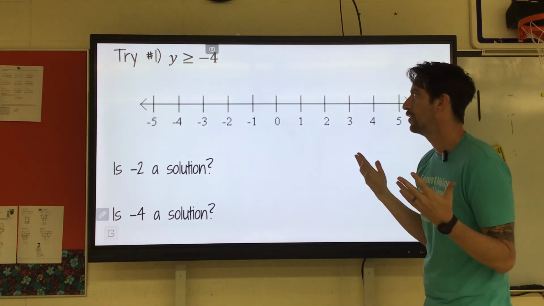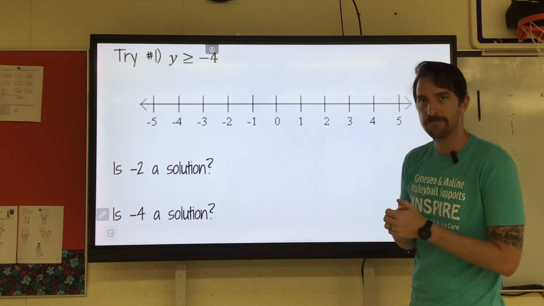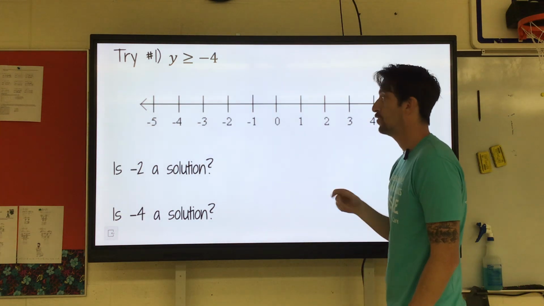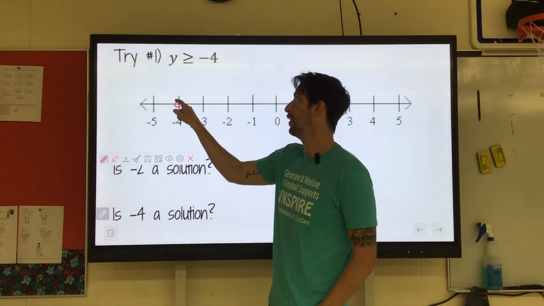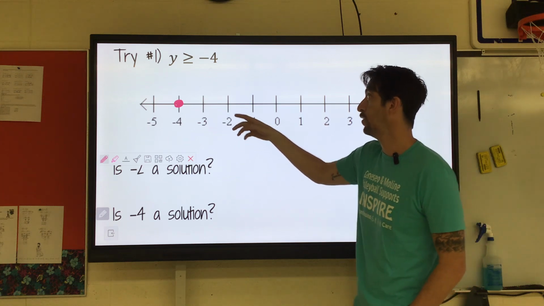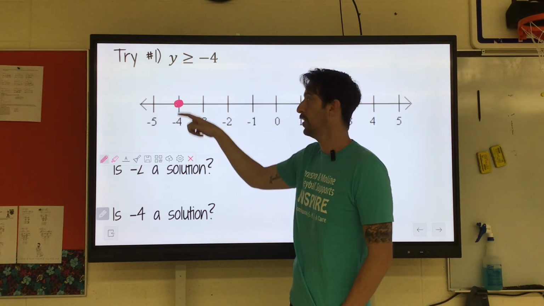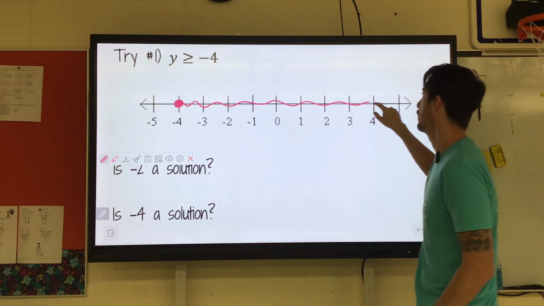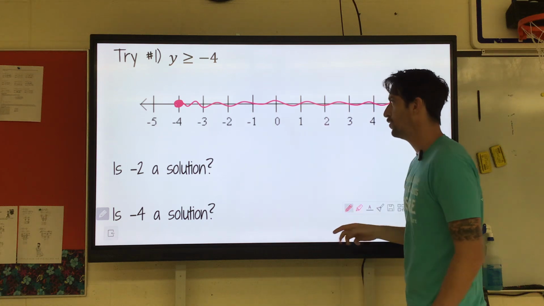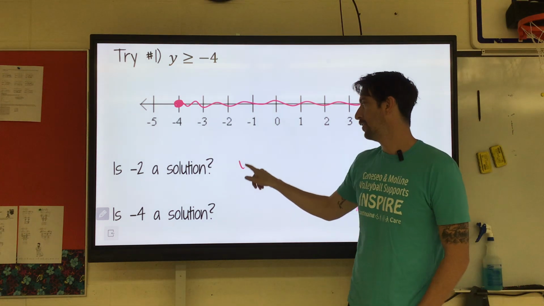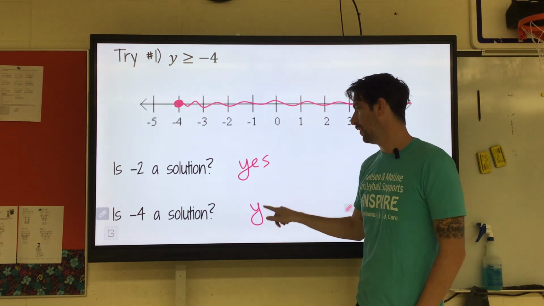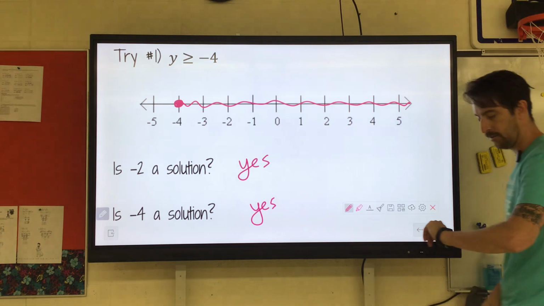Try this one out. See if you can graph this one. I'm going to graph it right now. It's got the or equal to's, so I know that's going to be a filled in dot, closed dot. All the numbers greater than -4, so follow the arrow. It's pointing right, so we would shade to the right. This shows all of our solutions. So is -2 a solution? Well, yeah, it's shaded. Is -4 a solution? You bet it is. It's a filled in dot on -4. That wasn't too bad.